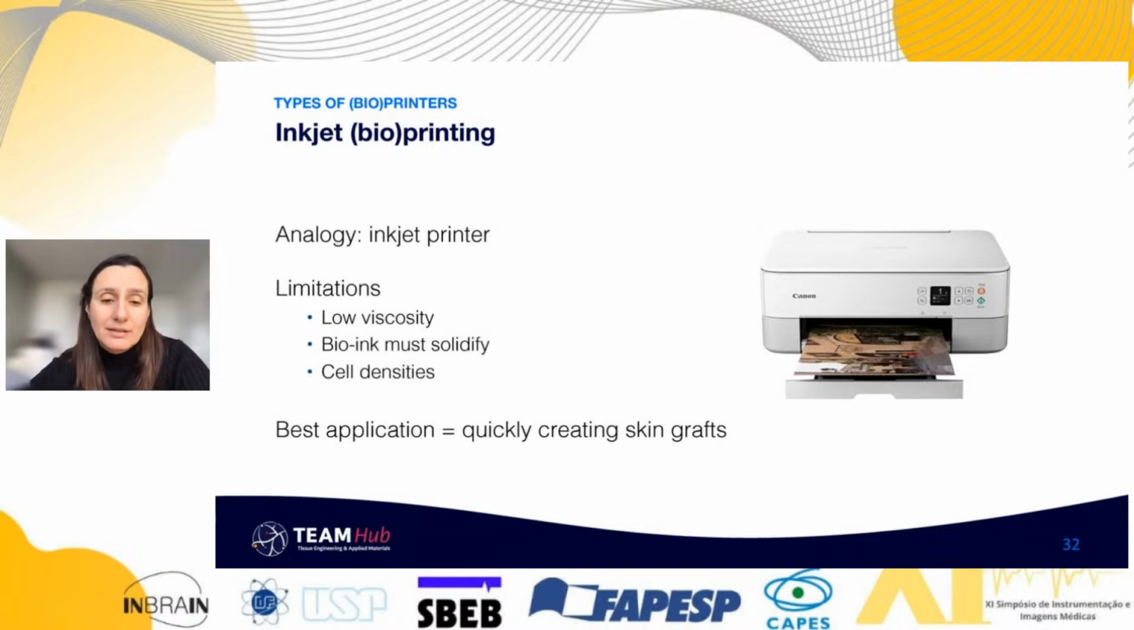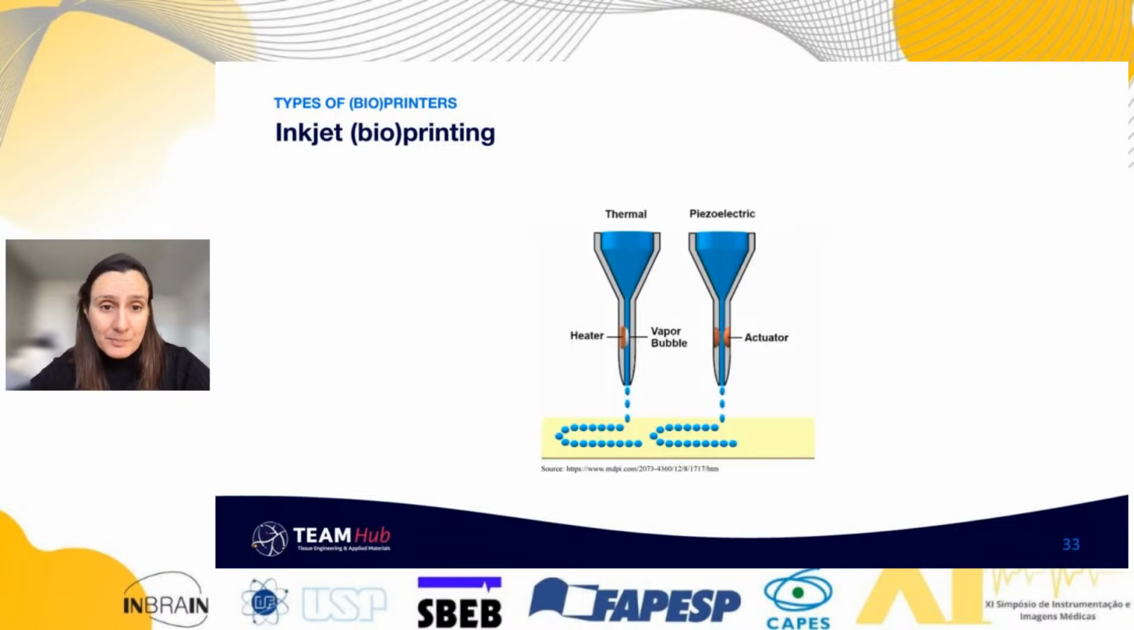So you can print relatively large areas relatively quickly, and it has been used a lot to create skin grafts. Sometimes you just have to create a layer of tissue, and you don't need too many cells. You just need something like a bandage to cover a wound. So the inkjet is your best choice. And the way it works, again, is slightly different from the others.